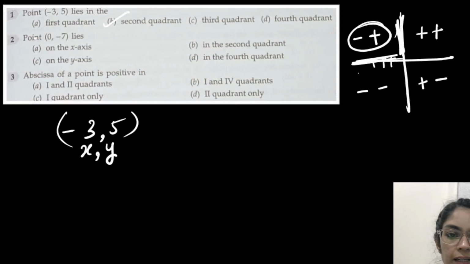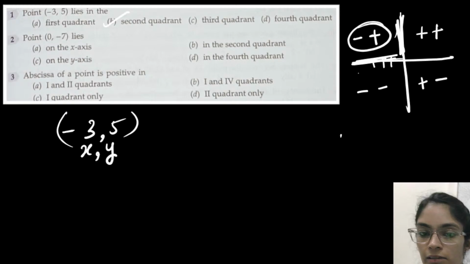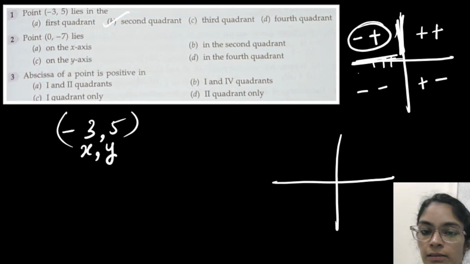Yes, the second one, point (0, -7). Does it lie on the x-axis? Think and answer. The value of x is 0. Second one, you people are telling me, yes, Sami has given the correct answer. It lies on the y-axis.